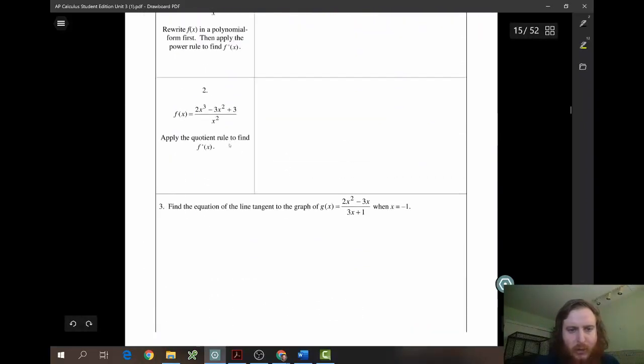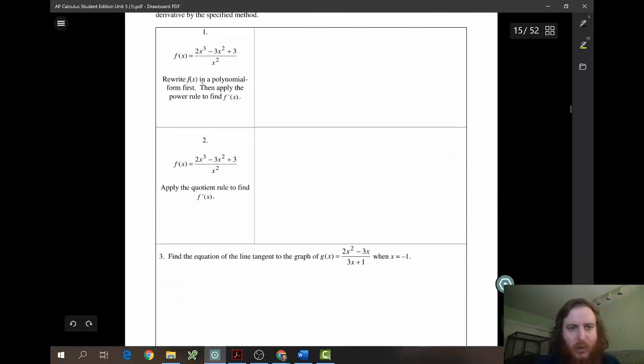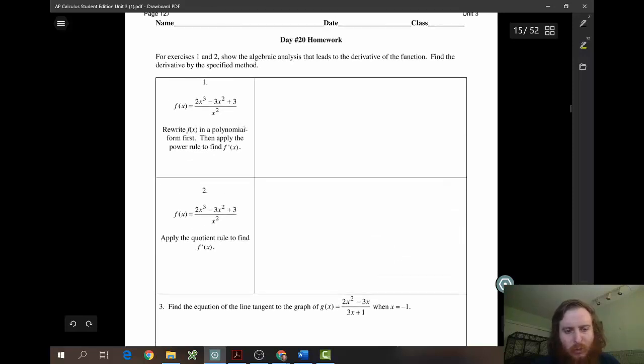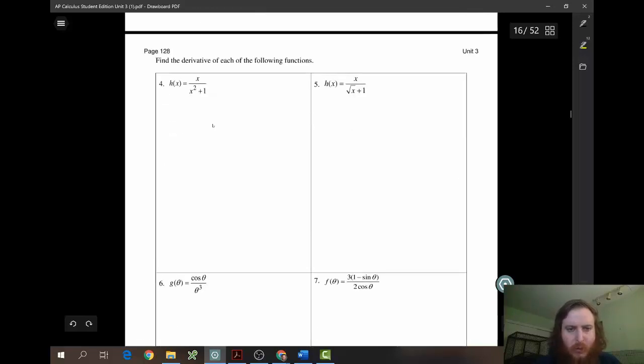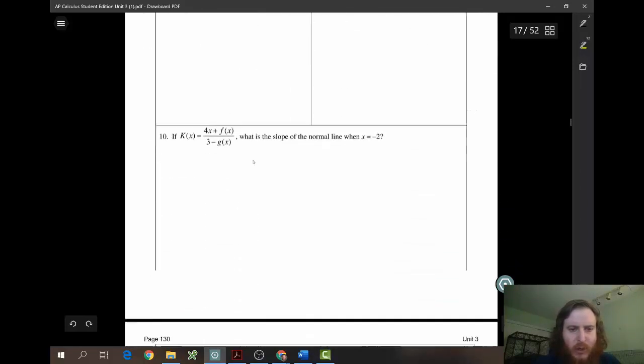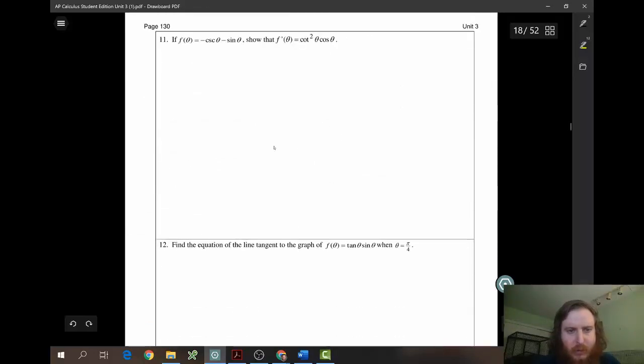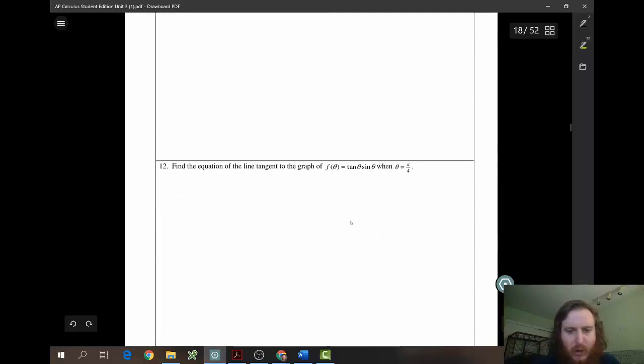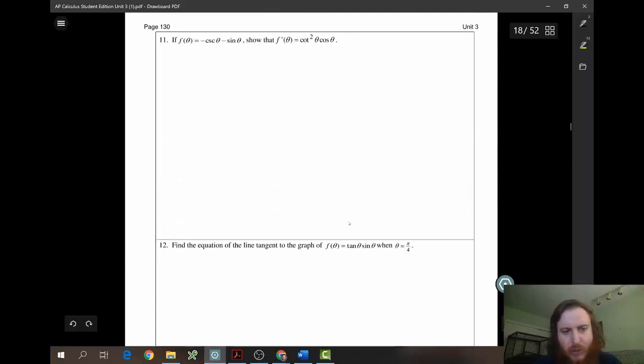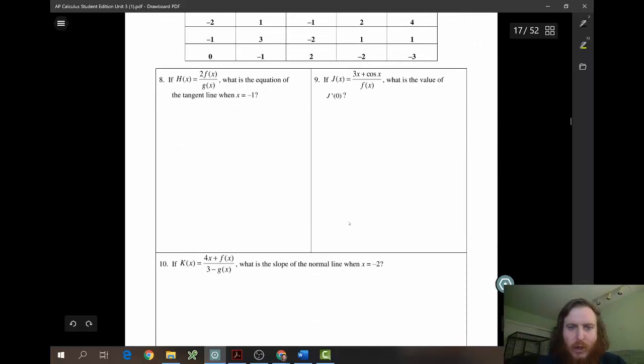So homework again, pretty similar to yesterday's homework as well. We'll do this in class tomorrow, but we'll do the quotient rule with rewriting and with the actual quotient rule. Then we'll practice some quotient rule ones, and then we'll do one with a chart. And 11 and 12 then are with the trig. So I didn't put any graphs here. We'll do a day where we do some graphs.